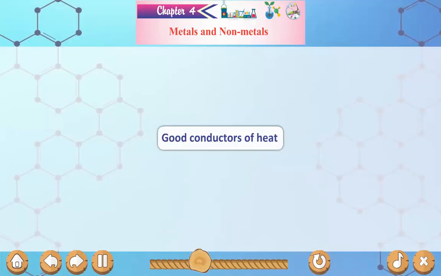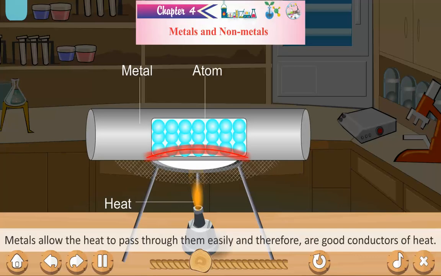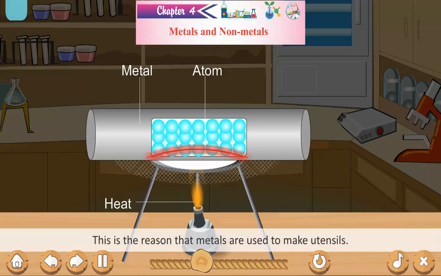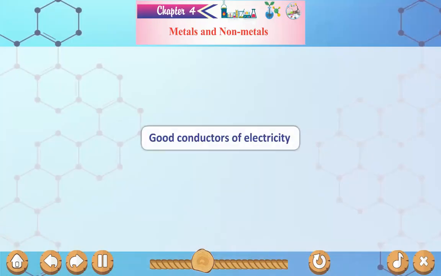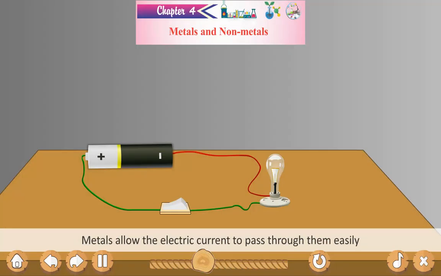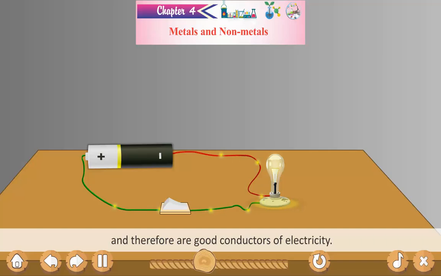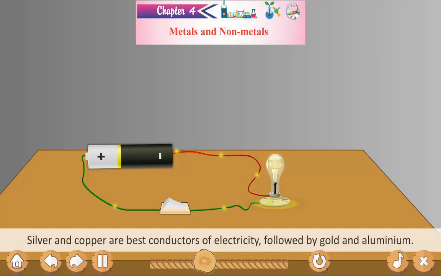Good conductors of heat. Metals allow the heat to pass through them easily and therefore are good conductors of heat. This is a reason that metals are used to make utensils. Good conductors of electricity. Metals allow the electric current to pass through them easily and therefore are good conductors of electricity. Silver and copper are best conductors of electricity, followed by gold and aluminium.